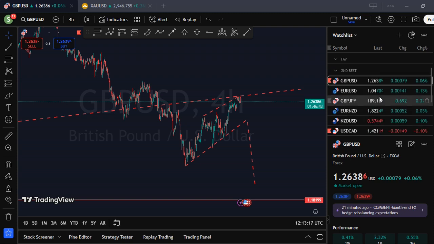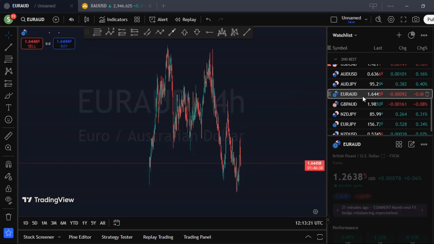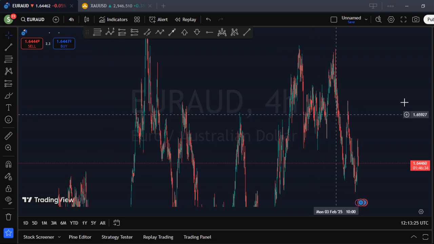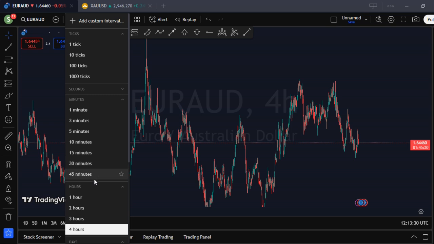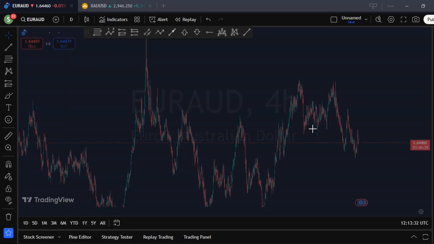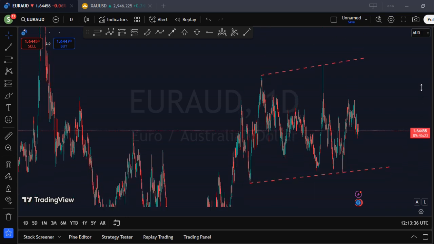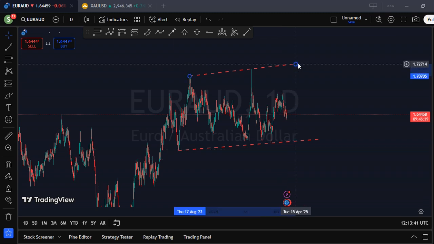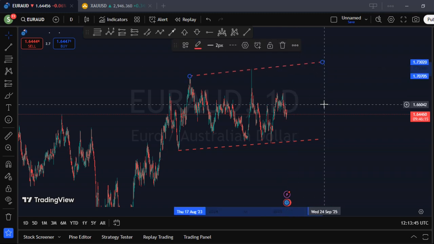Moving to Euro AUD, that's the second pair of the week. This is what we have on Euro AUD. We're going to start on the daily time frame. This is one of my best pairs. You see already, I have marked points on obvious pairs. I already marked our obvious points, so as you can see, those are our obvious points.